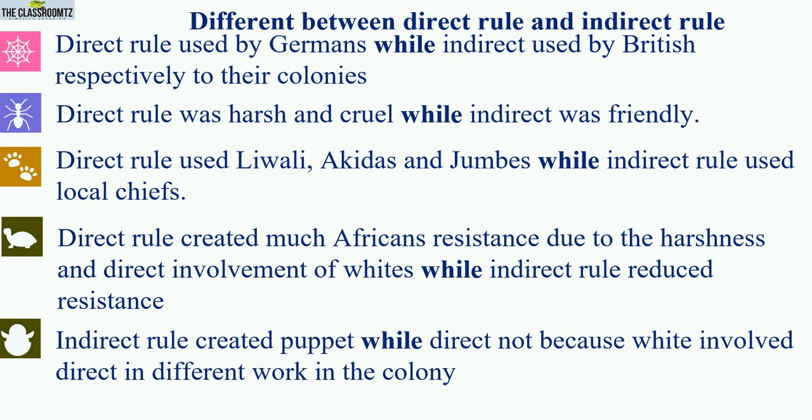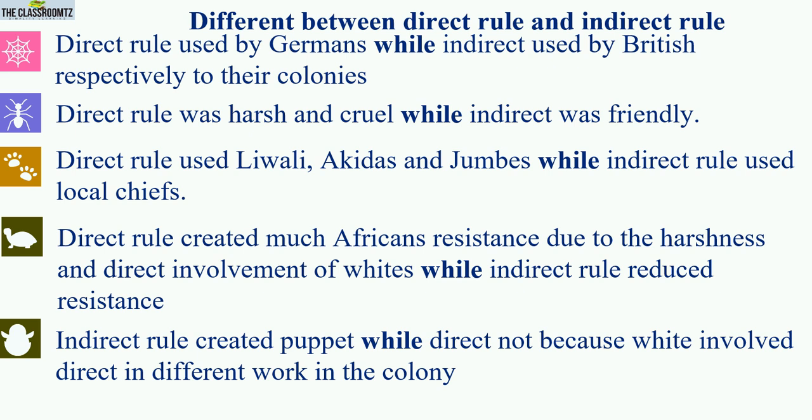Indirect rule created puppet leaders, while direct rule did not, because there was direct involvement of Africans and Europeans. In indirect rule, some of those African chiefs went the extra mile and became puppet leaders to Europeans, and this became a challenge during the struggle for independence, or nationalism struggle, because some African chiefs saw the system of having whites in Africa as a benefit. They enjoyed the presence of whites in Africa.